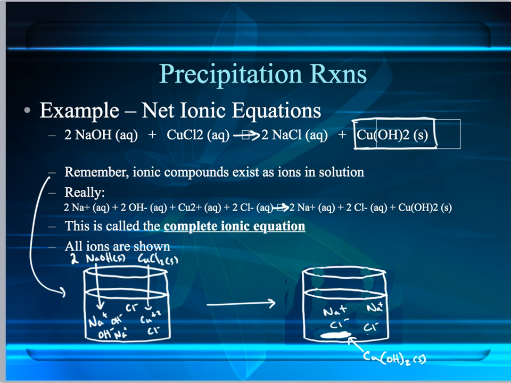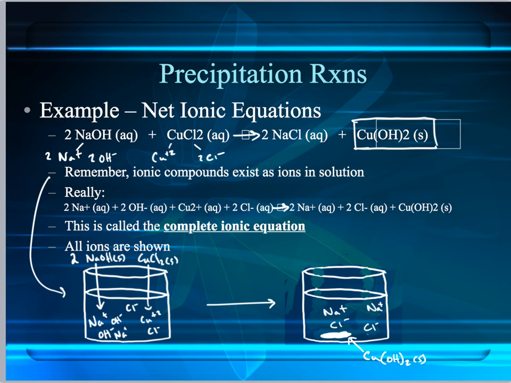So, remember, ionic compounds exist as ions in solution. Before any of these products form, if I just had these two things floating around in solution, ignoring the right side for a moment, what I really have is this broken up. I've got sodium ions and hydroxide ions, 2 for each of these. And I have 1 copper ion with a +2 charge, and then 2 chloride ions from that CuCl2.